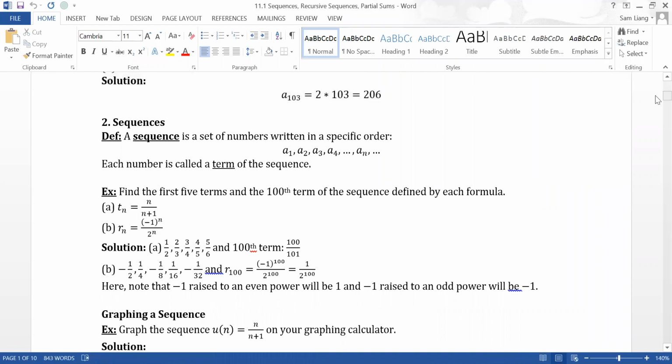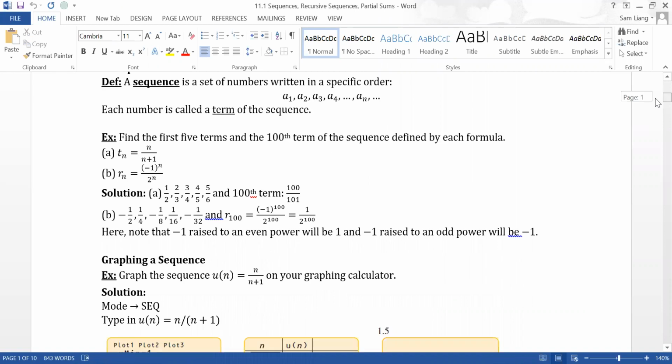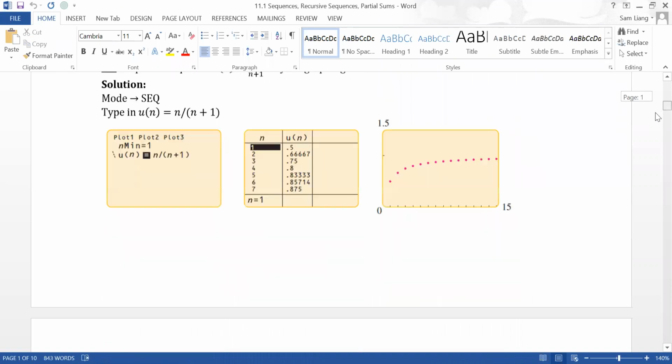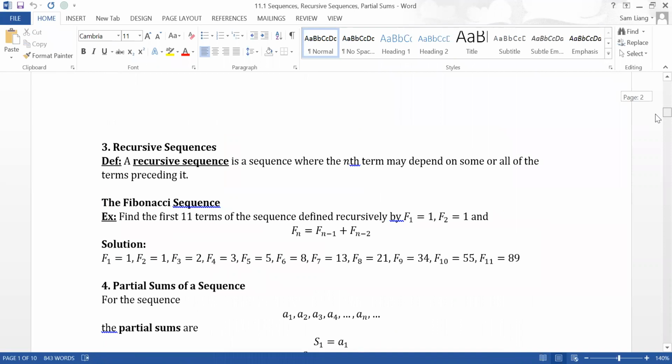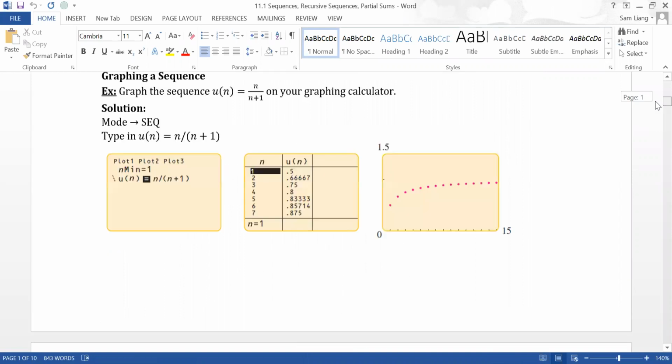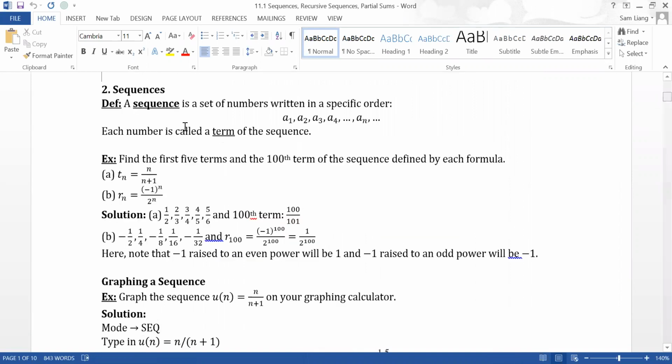So we're first going to talk about sequences, and then that'll be followed up by an example here. And then we'll also talk about graphing a sequence, an example of that, and then we'll also talk about recursive sequences and the partial sums of the sequence. So just various topics in this section of our textbook. Okay. But so here is the definition.